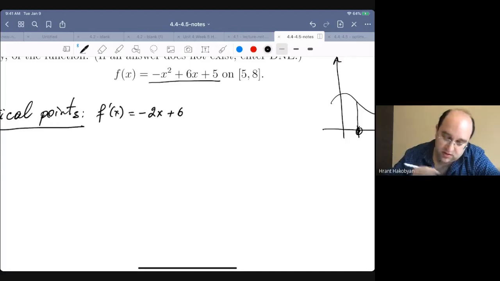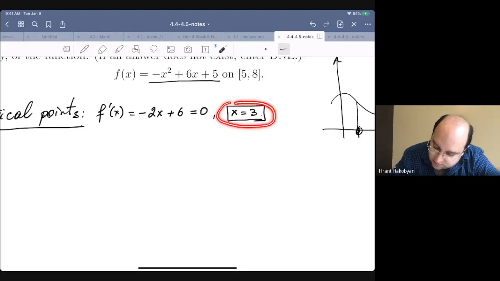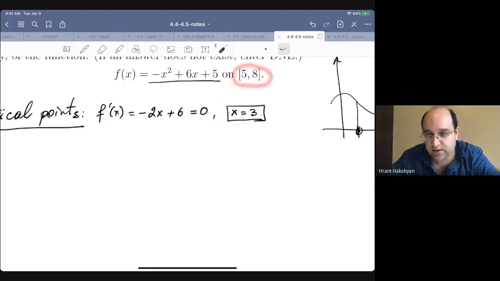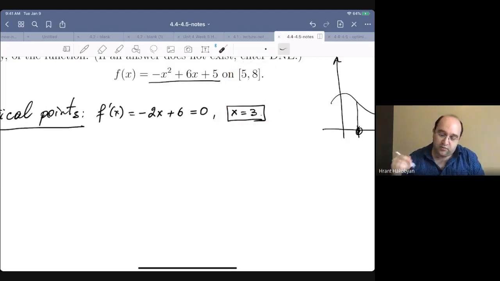And then I have to set it equal to 0. If I solve this, what do I have to plug in to get 0? You have to plug in x equals 3, right? So x = 3, and that's my only critical point for this function. However, note that this point, x = 3, is not in the interval, so we don't even have to worry about it. If this point was inside the interval, then I would compare the values of the function at 3, at 5, and at 8.